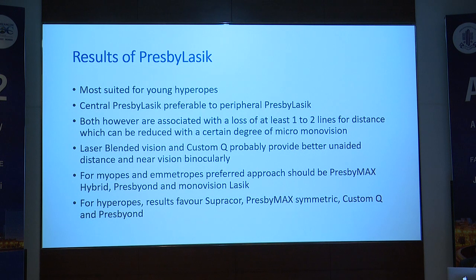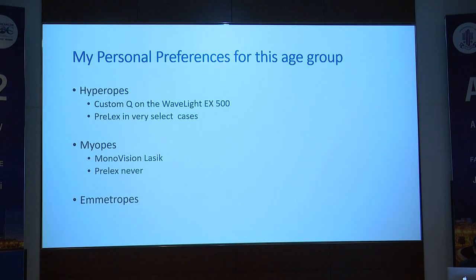And basically, if you're looking at myopes and emmetropes, the preferred thing would be a Presbyo Max hybrid. This is dependent on the results that I'm seeing in the literature, Presbyond and Monovision LASIK. And for hyperopes, you should go for Supracor, Presbyo Max symmetric, custom Q, and Presbyond. So what is finally my personal preference for this age group? Hyperopes, custom Q, as I mentioned so elaborately on the Wavelight EX500, and PRELEX in very few select cases.